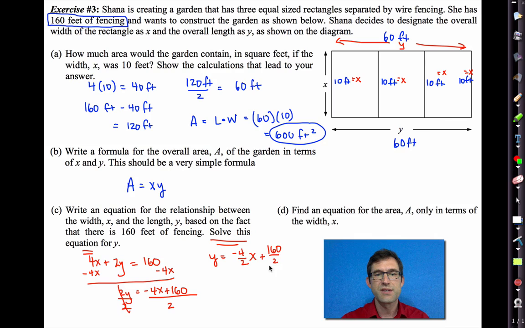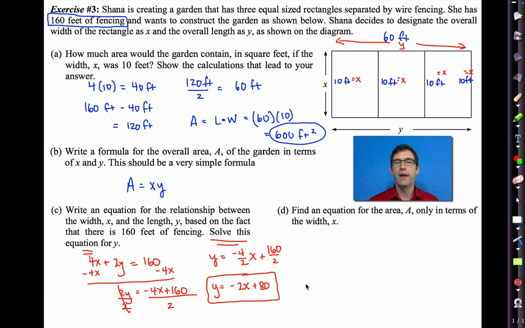And I'm going to divide the 160 by 2, and I'm going to get y equals negative 2x plus 80. Now I do want to emphasize that if you have y equals 80 minus 2x, it's completely wrong. No, it's not. If you have y equals 80 minus 2x, it's beautiful. It's really well done, right? That's just that commutative property of addition.